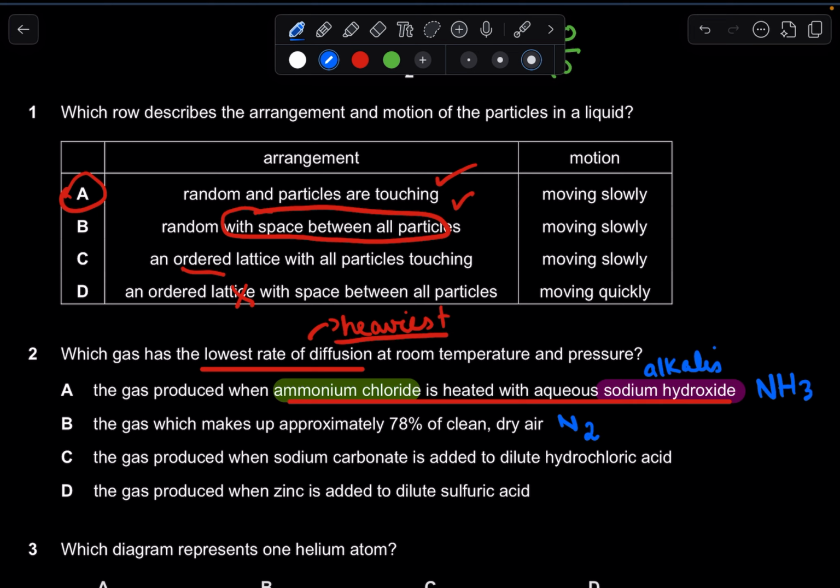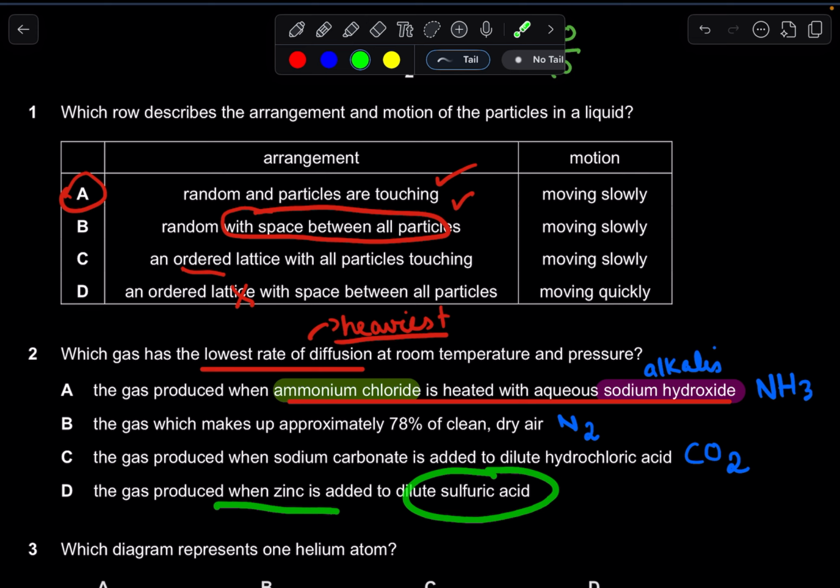The gas produced when sodium carbonate is added to dilute hydrochloric acid. Now, a carbonate and an acid. When you make a carbonate react with an acid, what do you produce? You produce carbon dioxide. So over here, we're talking about CO2 gas. And lastly, the gas produced when zinc is added to dilute sulfuric acid. Zinc is a metal, and you have an acid. Metal plus acid produces which kind of gas? They produce H2 gas. So we're going to have hydrogen gas.